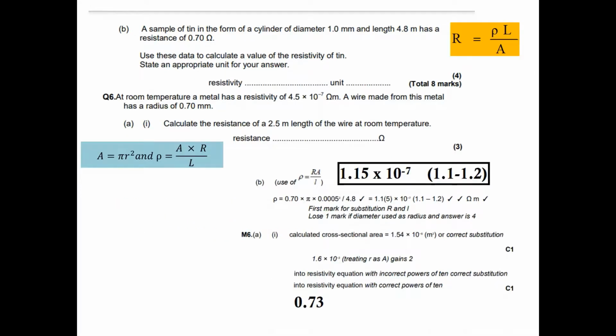Alright, so the mark scheme is shown below. For the first part of the question, you should get 1.15 times 10 to the minus 7 ohm meters. And for question 6, you should get 0.73 ohms.